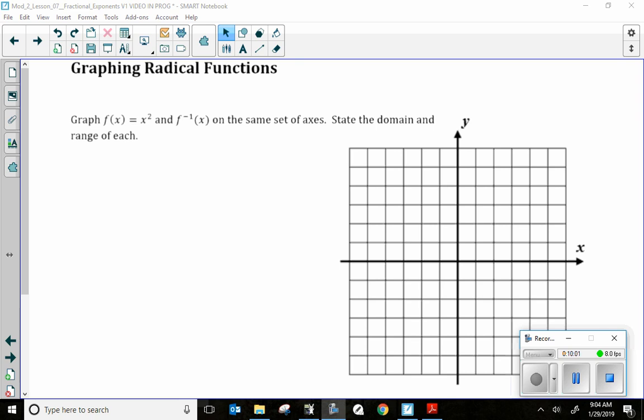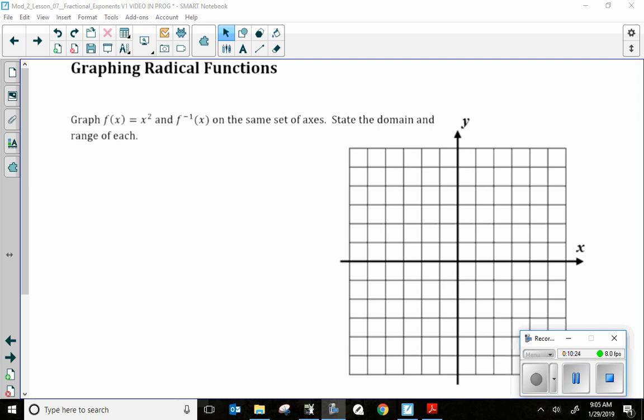But this one more specifically, I want to review that little -1 superscript. That's an inverse. I think we did that in Unit 1, oh man, way back in the day. But this first example says graph f of x equals x squared, and then graph f^-1 of x, which is the inverse of x, on the same set of axes. State the domain and range of each.